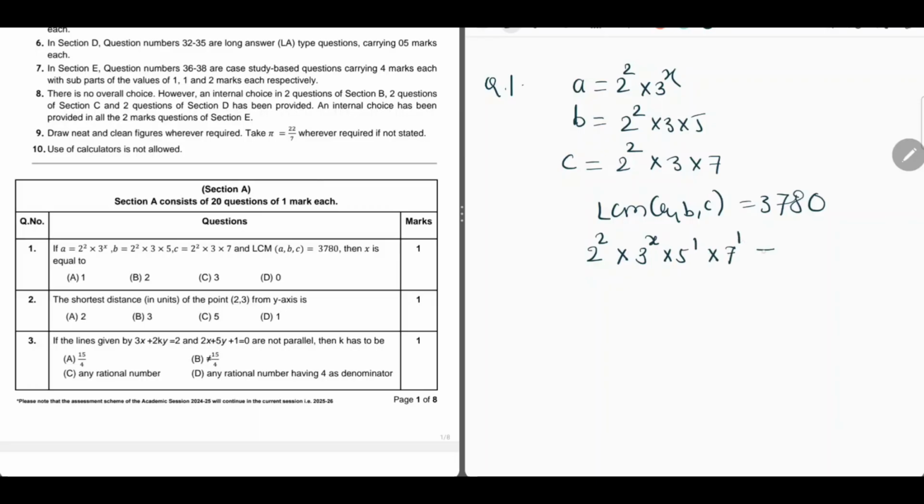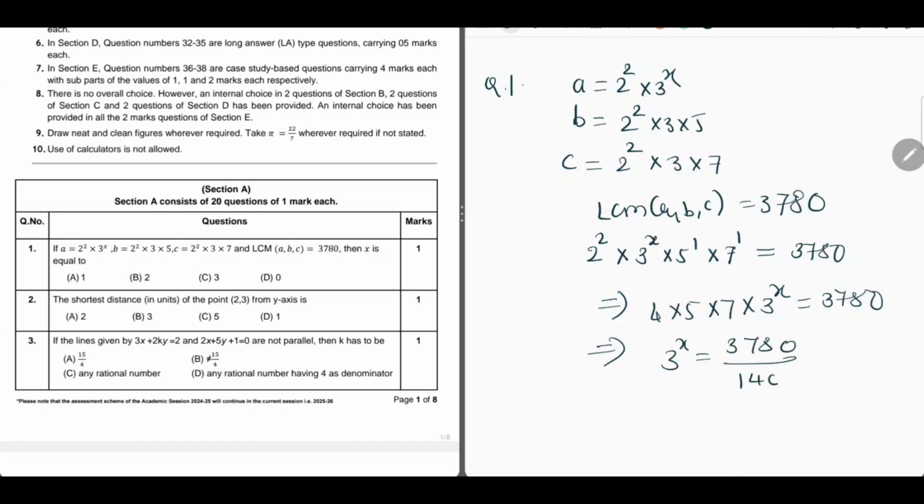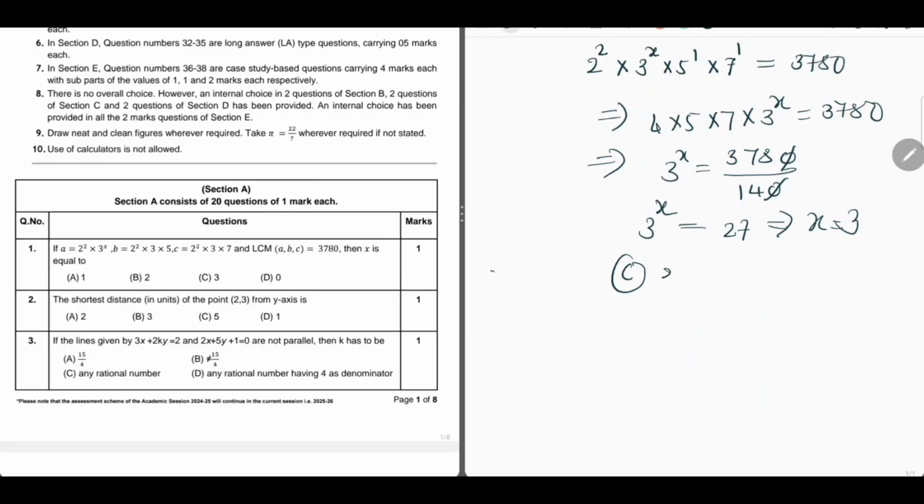So 3780, which implies 4 into 5 into 7 into 3 raised to x is equal to 3780, which implies 3 raised to x is equal to 3780 divided by 140. Simplifying further, 3 raised to x is equal to 27, which implies x is equal to 3. That is option C.